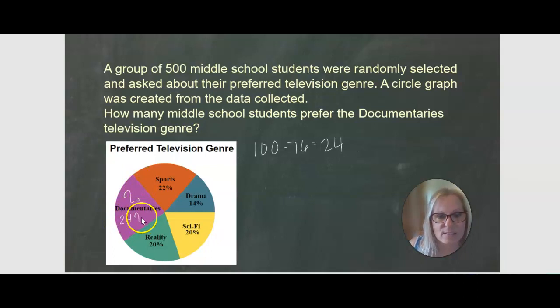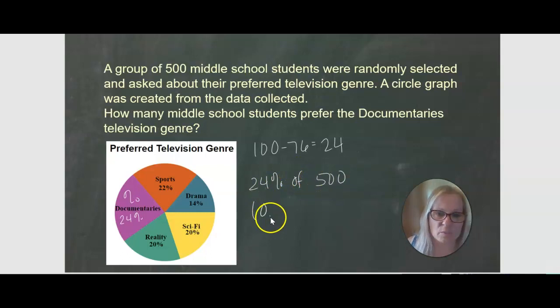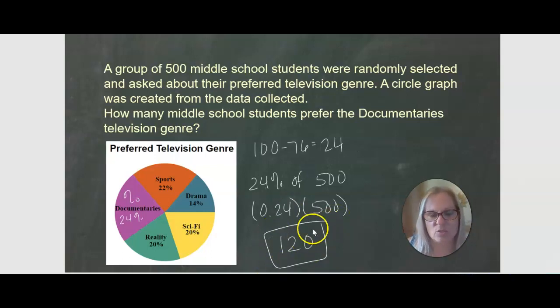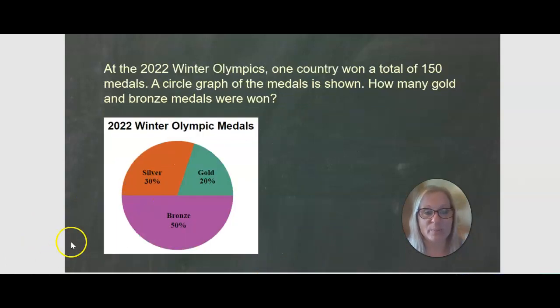So 24% prefer documentaries. So now we're not done though. That doesn't mean 24 students. That means 24% of the students. So now we need to find 24% of 500. So convert to a decimal and multiply. So 0.24 times 500, and I get 120 students.